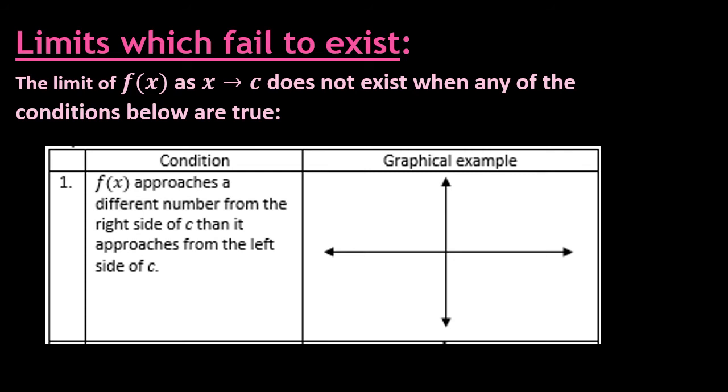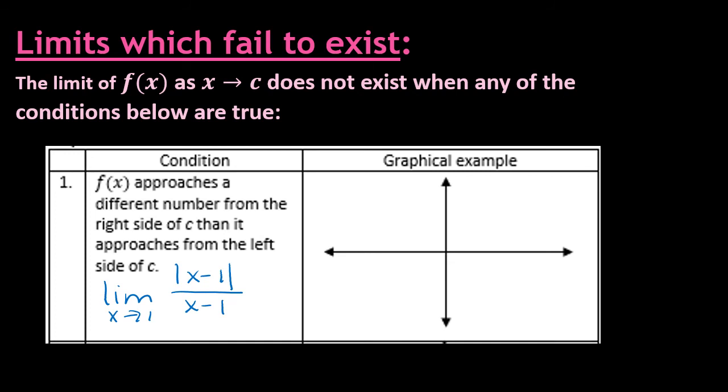As f of x approaches a different number from the right side of C than it approaches from the left side of C. So if we think of a problem, and this is one that you are going to start seeing, but it's going to be a new function. It was in your notes earlier this week. But the limit as x approaches 1 of the absolute value of x minus 1 over x minus 1.